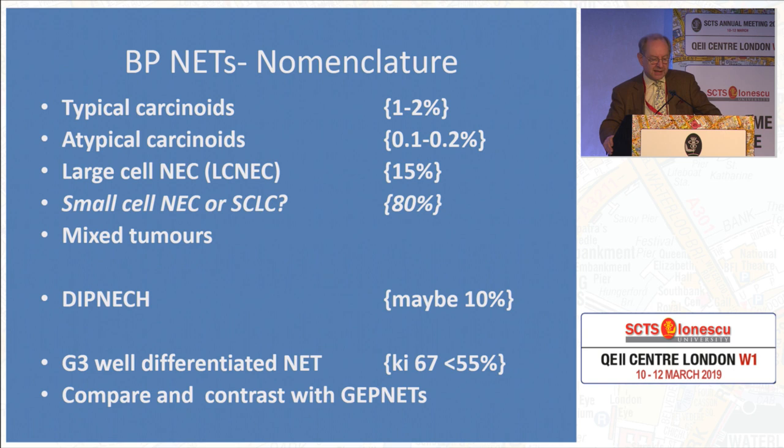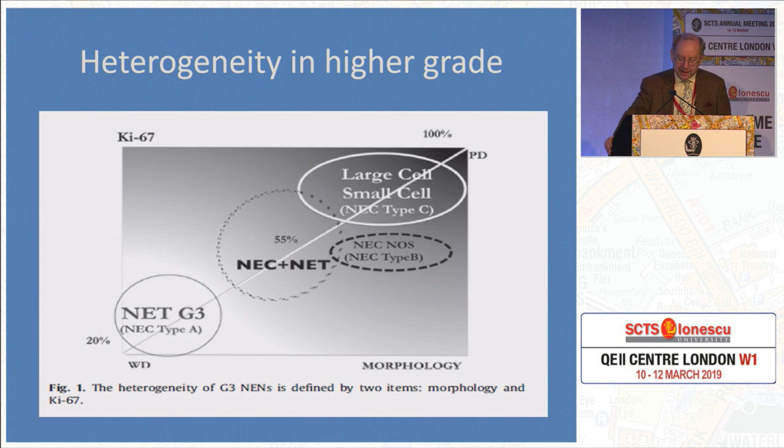And again, there's a move, certainly in the extrapulmonary tumours, to talk about these G3, and this is where the terminology becomes very confusing, particularly if you're not familiar with it: the difference between G3 well-differentiated neuroendocrine tumours, because a G3 you think is poorly differentiated by definition, but when the Ki-67 is less than 55%, in other sites, the G3 well-differentiated neuroendocrine tumour is differentiated from the neuroendocrine carcinoma. But I think we could spend half an hour just discussing that.